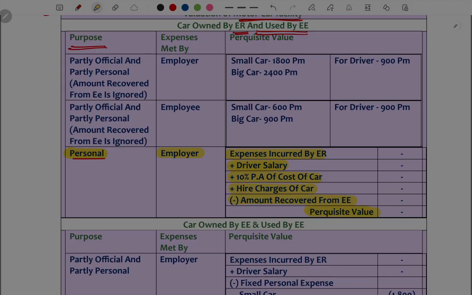Means what the employer has spent, first this. What the employer has spent includes driver salary if given, and 10% per annum of cost of car. So whatever cost of car the employer has given, that 10% per annum value means, if a 20 lakh car is given, then 2 lakh rupees will come here, plus hire charges of car. It could be either of the two.